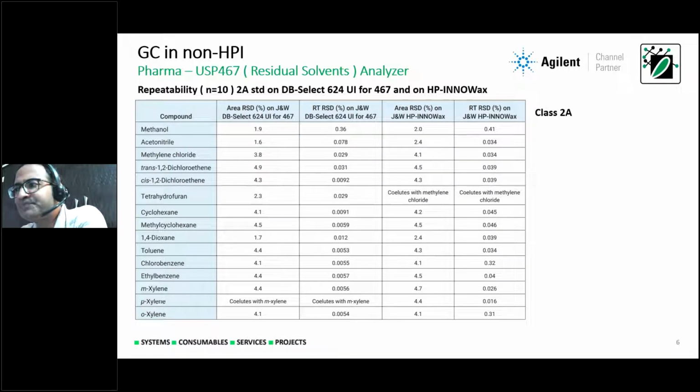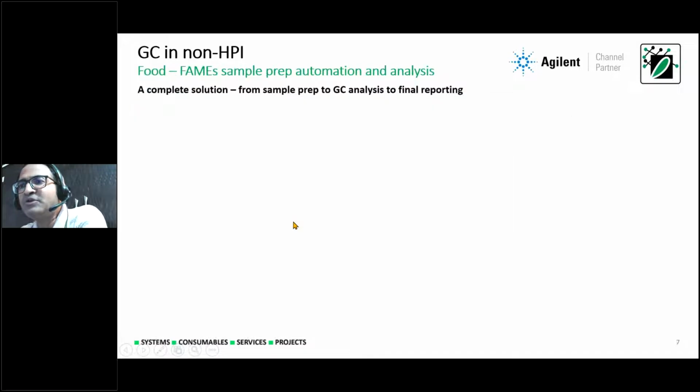If you go forward, class 2A is what we just looked at. Let us now talk about food analysis and how the GC is useful in it. For food, there are many different applications. The immediate analysis that everybody gets excited about is pesticides in food. For pesticides in food, there are multiple analyzers available from Agilent. These analyzers are all either GCMS single quad or GCMS triple quad based.